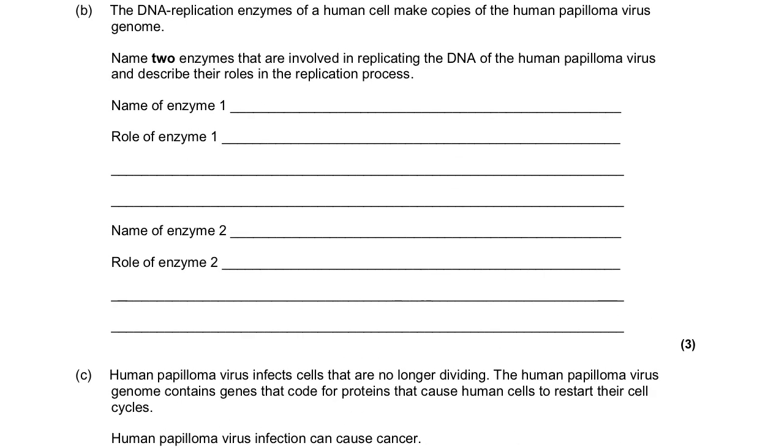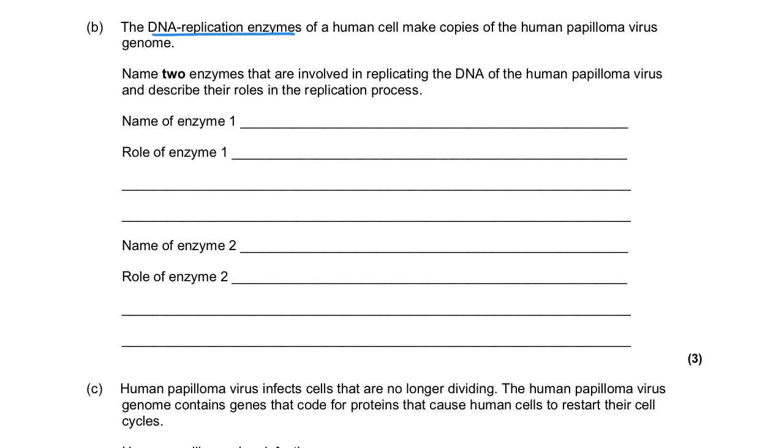Now, the DNA replication enzymes of a human cell makes copies of the human papillomavirus genome. So let's just double check what we're talking about here. DNA replication enzymes. Okay, let me think about it. This is topic 1, and I know that with DNA replication, I might be considering helicase, DNA helicase. I might also be talking about DNA polymerase. And so these enzymes of a human cell make copies of the human papillomavirus genome.